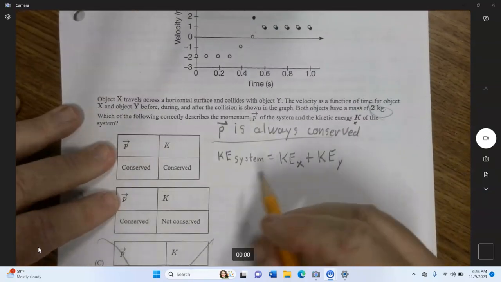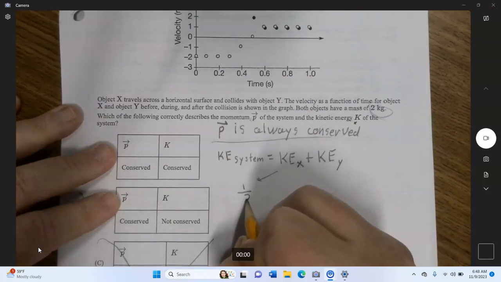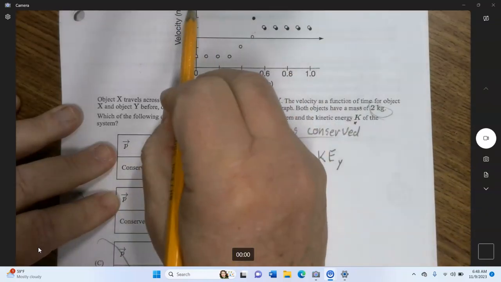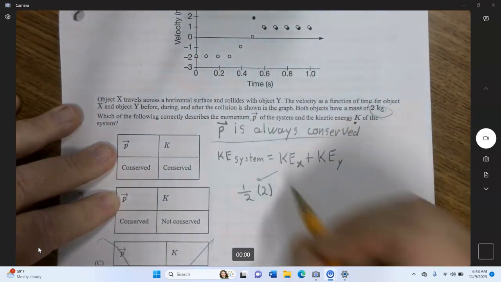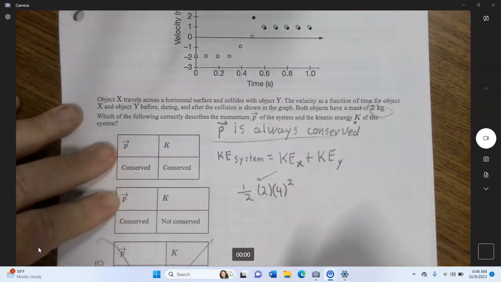So what's KE of X? So I'll go over here and do that. It's 1/2. The mass is 2. And the velocity you see right here is 4. Before they collide, it's 4. So it's 4 squared. So it's nice they give you actual numbers to work with.